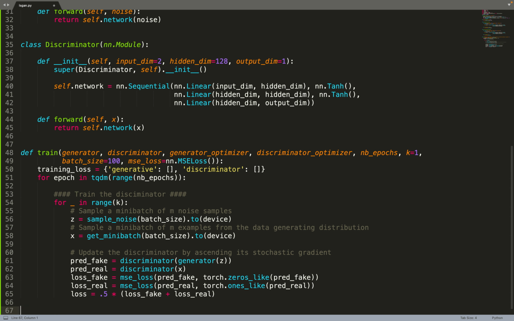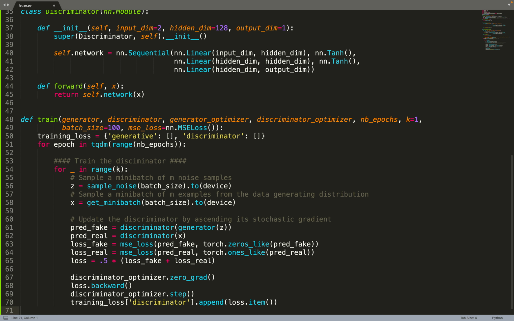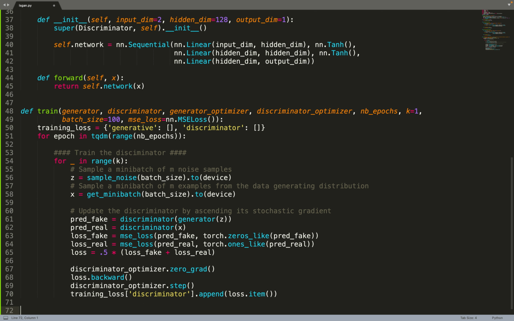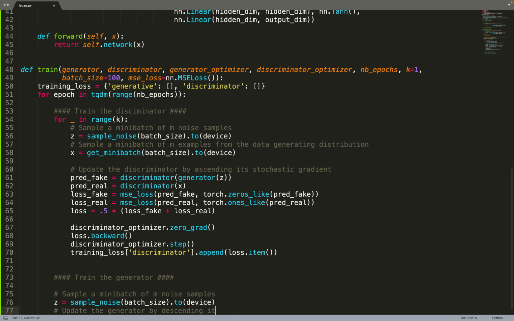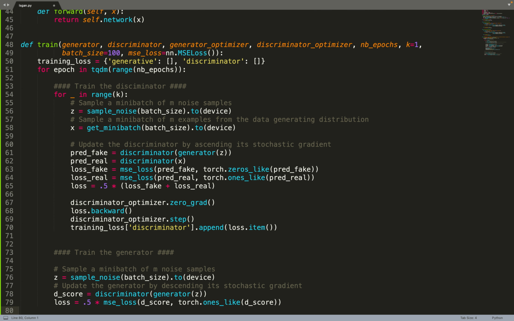So let's keep it, but you can try to remove it, and it will not affect the results. And then we can do a gradient step on the discriminator parameters just by using the optimizer. And then we can also log the value of the loss. Now we can move on to the generator, doing the gradient step update on the generator weights.